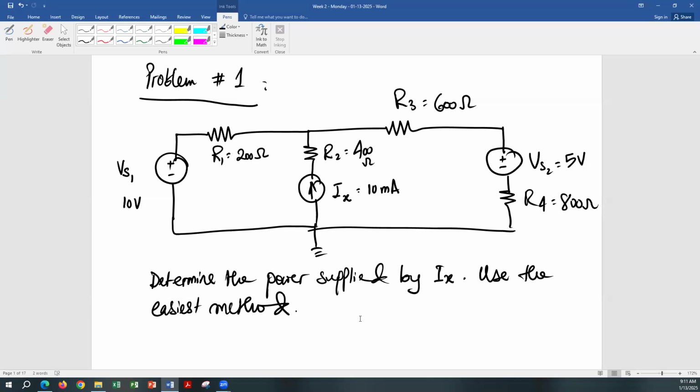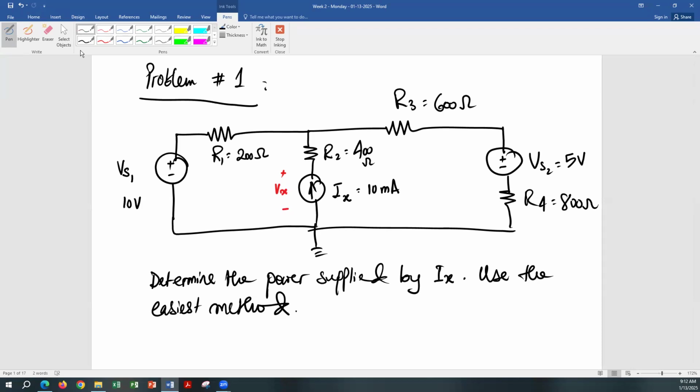It's the voltage across that Ix, like we did, I think, in one of the problems last week as well. So we need to know what is the voltage across Ix. And once we have that voltage, then of course we can calculate the power supplied by Ix. So Vx is the unknown quantity in order to calculate the unknown power. That is our goal. Okay, so once you determine that, now there are several methods to find that Vx.